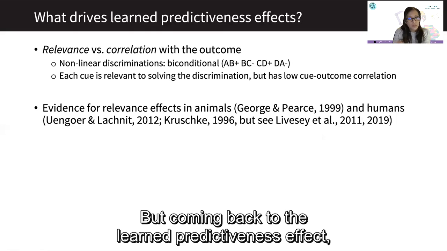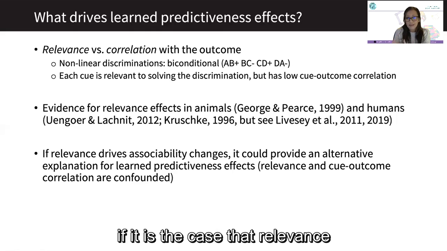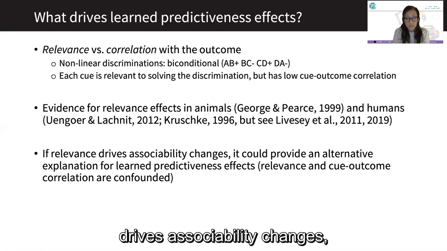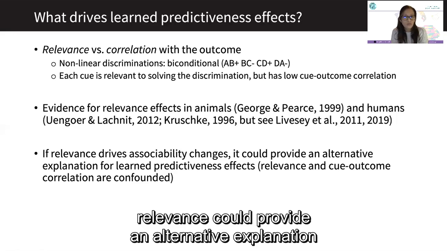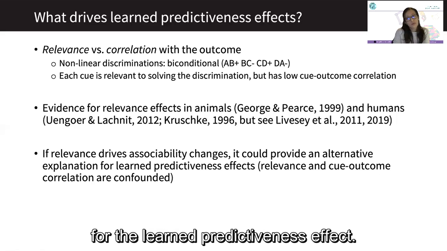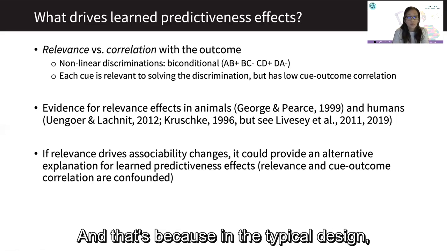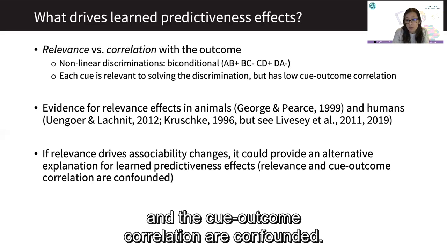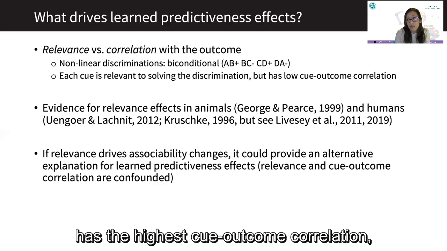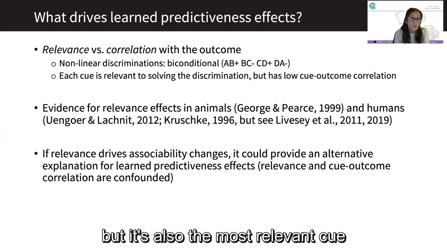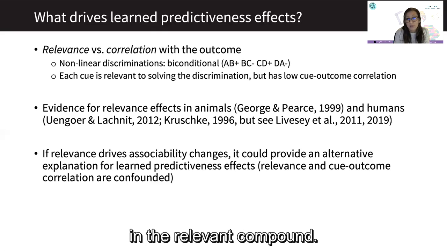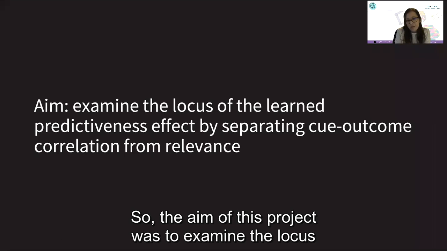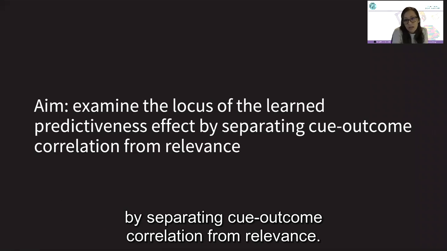But coming back to the learned predictiveness effect, if it is the case that relevance drives associability changes, relevance could provide an alternative explanation for the learned predictiveness effect. And that's because in the typical design, the relevance of the cues and their cue outcome correlation are confounded. So the perfect predictor has the highest cue outcome correlation, but it's also the most relevant cue in the compound. So the aim of this project was to examine the locus of the learned predictiveness effect by separating cue outcome correlation from relevance.